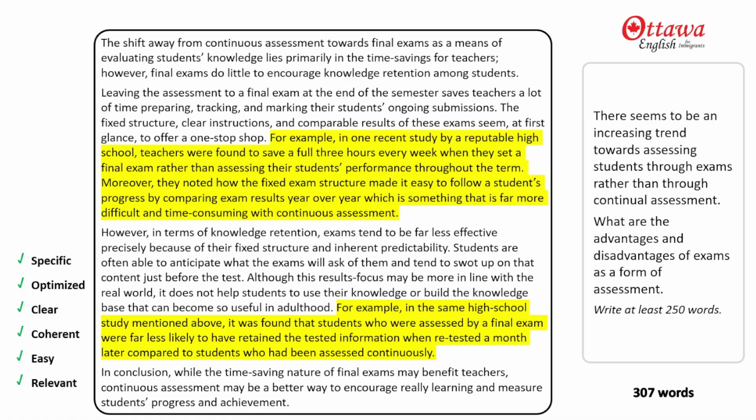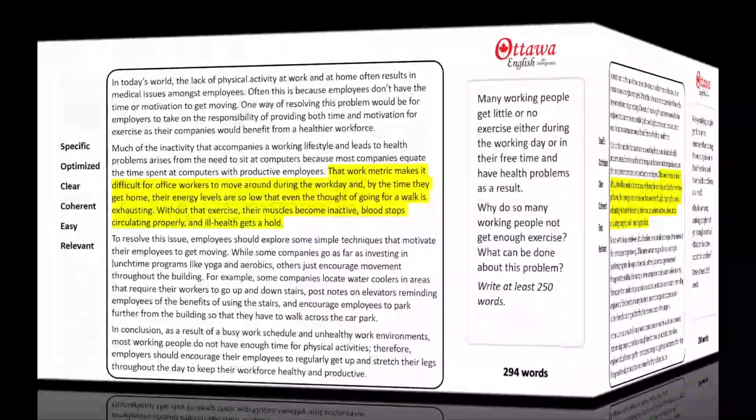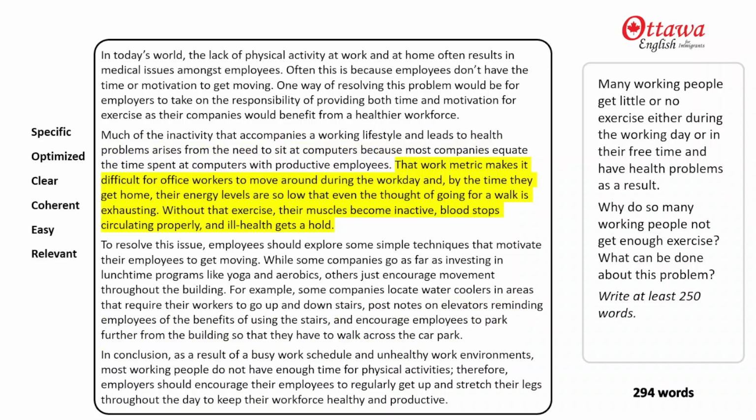Okay, let's take a look at another one. So this one is a problem solution essay that's looking at the inactivity among working people. The first paragraph talks about the problem that's being caused by the way some employers measure their staff's productivity, and the example elaborates on that problem.